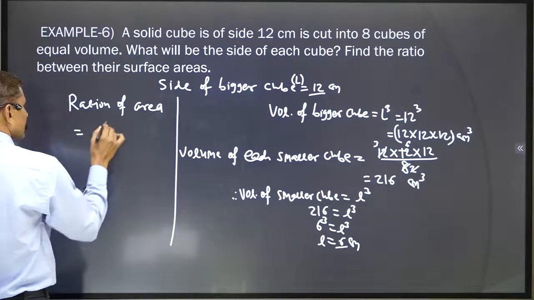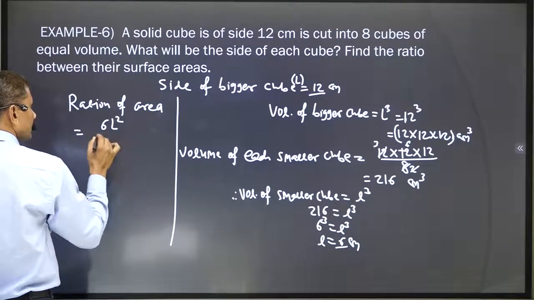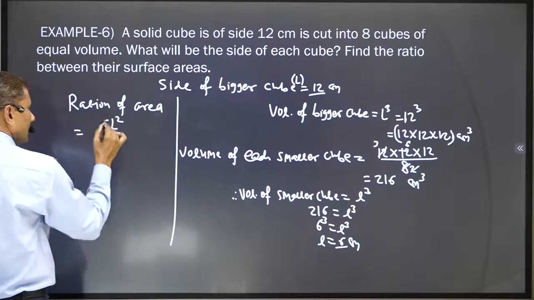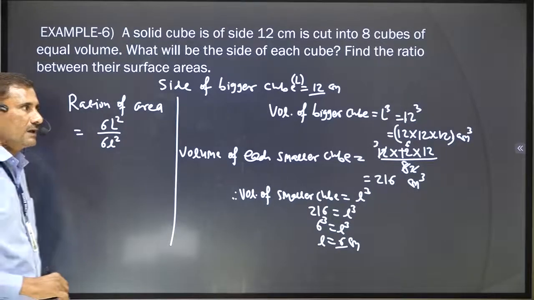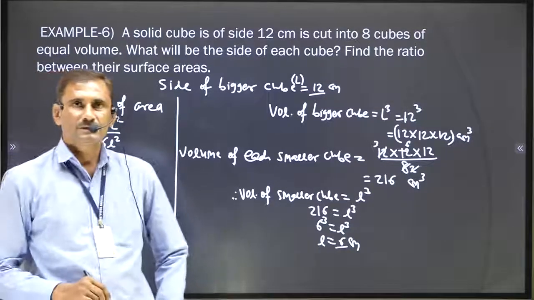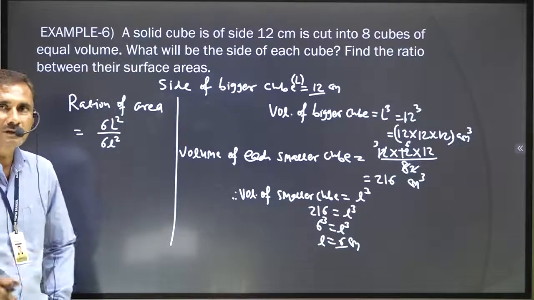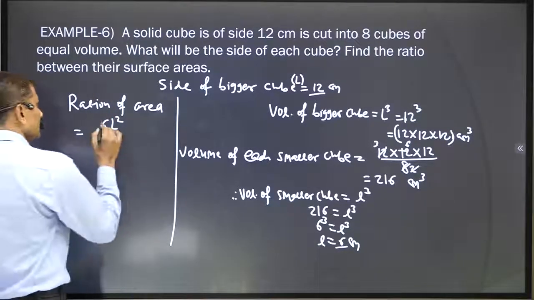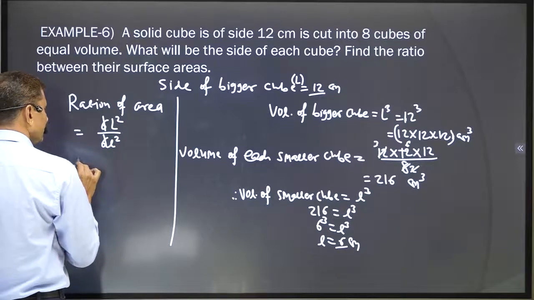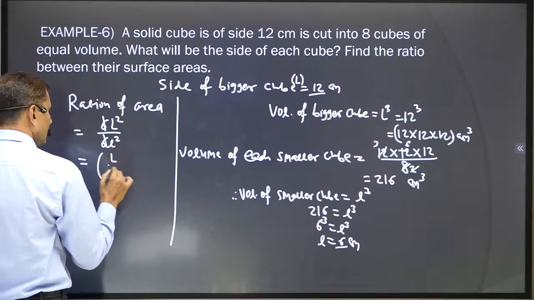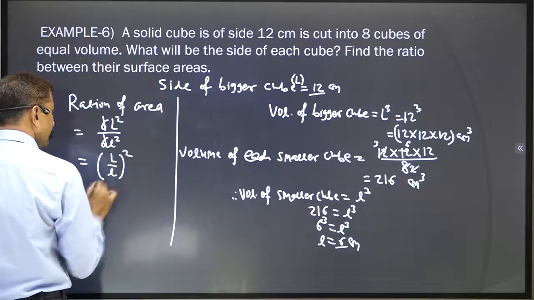Okay, so I can say here 6L square upon 6n square. That's why I'm telling you here, L S or T S is not important. The ratio will be equal for any. So 6 cancels out, and it is capital L upon small n, whole square, I am writing.